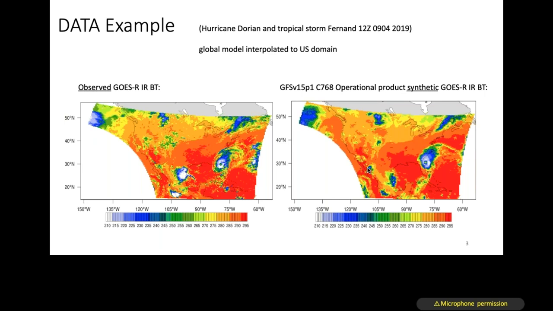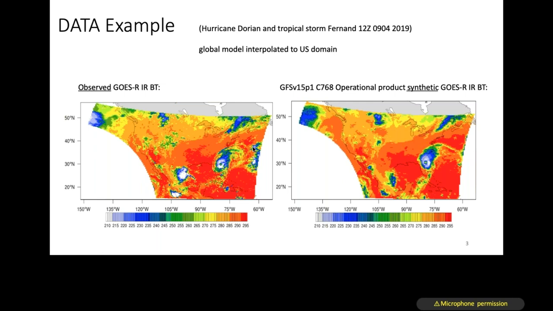On the left is the observed GOES-R IR brightness temperature, BT. And on the right is the model-generated synthetic one. The model run is global, but we interpolated the global model output to this US CONUS domain, so we made sure the observation and the model are on exactly the same domain. So we are comparing apples to apples. This storm you can see here is Hurricane Dorian for this example.